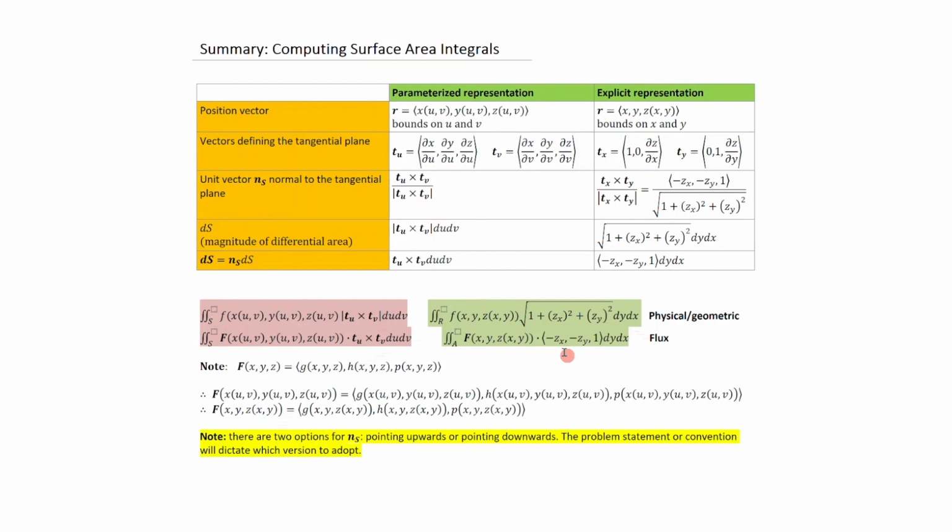And again, just to remember here, there are two options for the surface area, pointing upwards or downwards. The problem statement or convention will dictate which version to adopt.